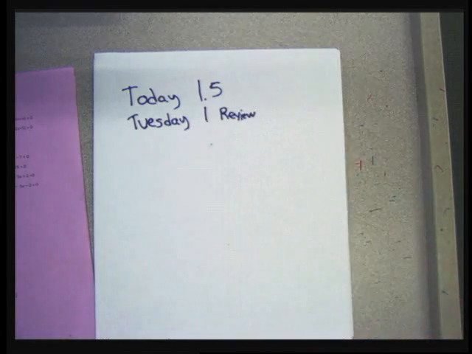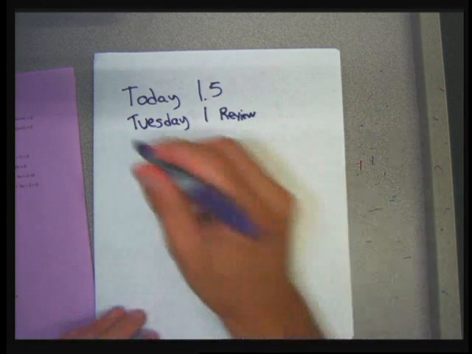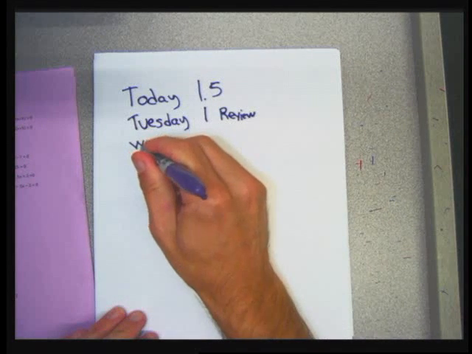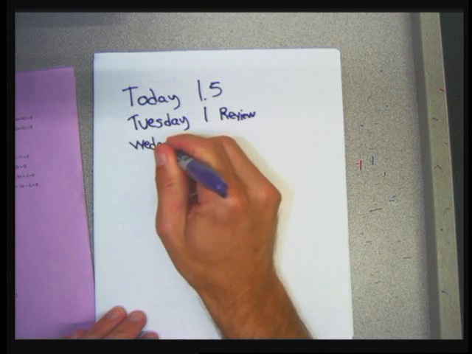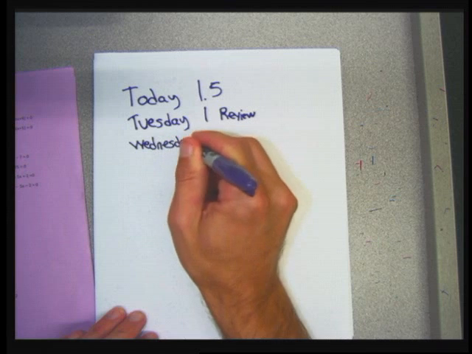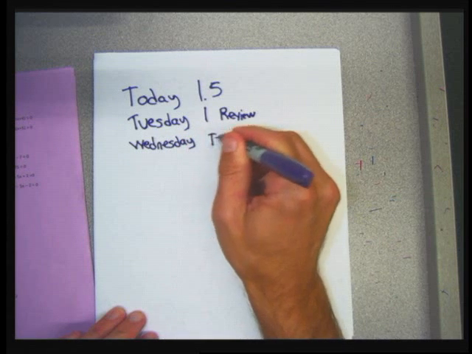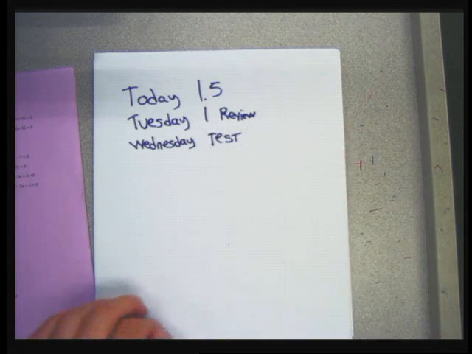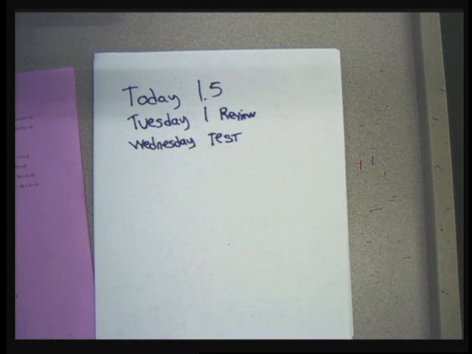The idea is that when we get the test on Wednesday, there shouldn't be any problem on the test that's noticeably different from the chapter 1 review. So if you can do all the problems on the review, you should be completely fine on the test. It's basically a lot of factoring and solving equations, and the solving equations we'll do today.